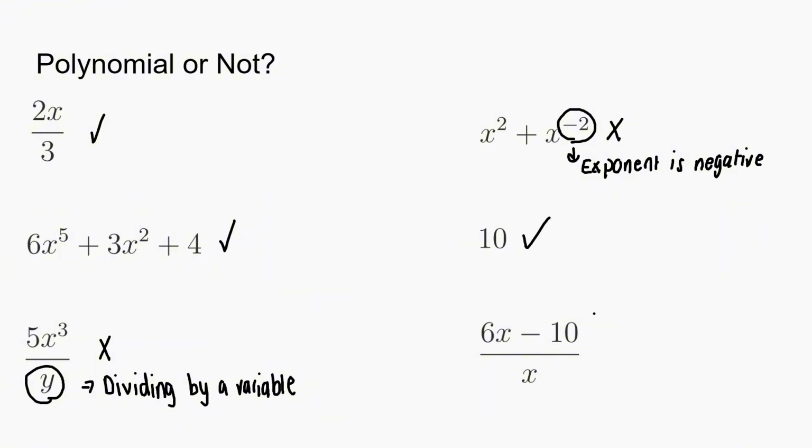And lastly, we have this. 6x minus 10, all divided by x. Is this a polynomial? No, it's not. And the reason here is the same as before. We're dividing by a variable here, so that is not a polynomial.